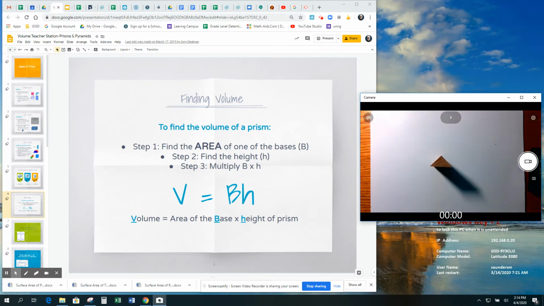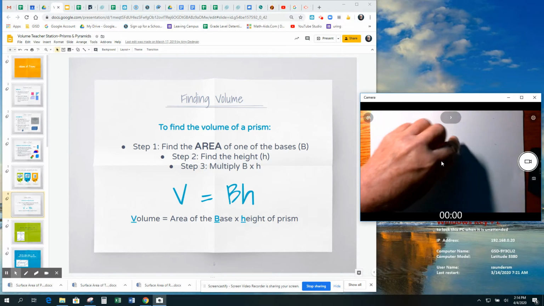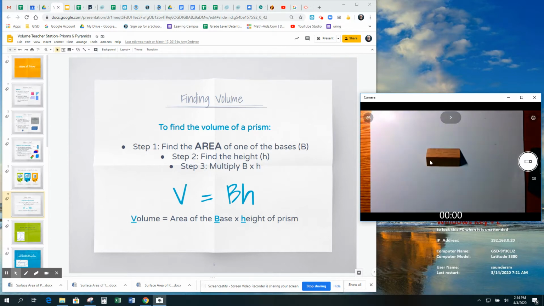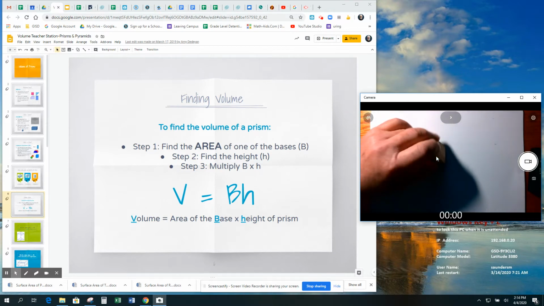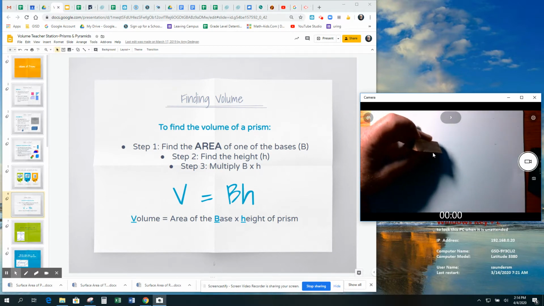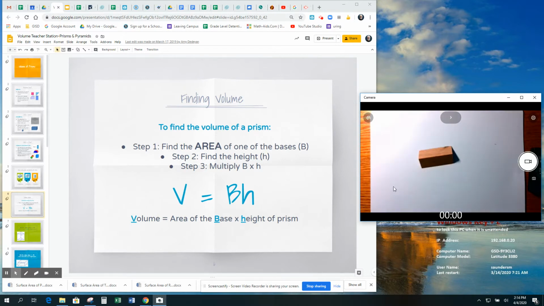So if we were to look at this triangular prism, we would start out by finding the area of this triangle, that's the base. And then we would find the height, so that's the distance from one base to the other base. It's a little difficult to see if I turn it sideways, but it's the height of the prism from base to base. That's the little h. You multiply those two numbers together and you've found the volume. So it's an easy formula to remember for finding prisms. You just have to know how to find the area of the base, the different kinds of bases that we'll have. Okay, piece of cake, right? All right.